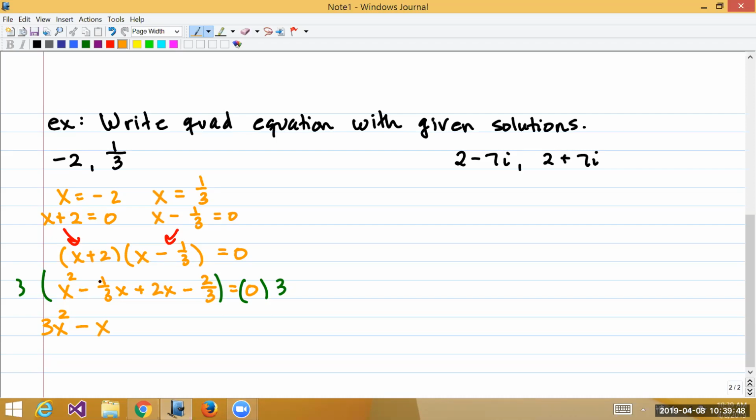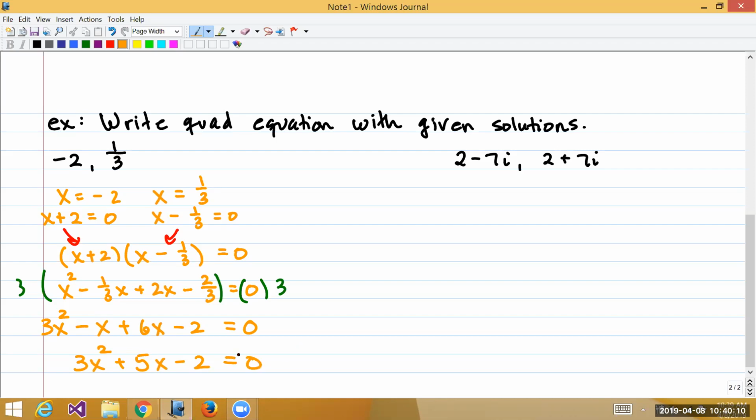3 times x squared, 3 times negative 1/3, the 3's cancel out. 3 times 2x is plus 6x. And then 3 times negative 2 over 3 is simply negative 2, equals 0 times 3, which is 0. This is so much easier to see. So we have 3x squared plus 5x minus 2 equals 0.